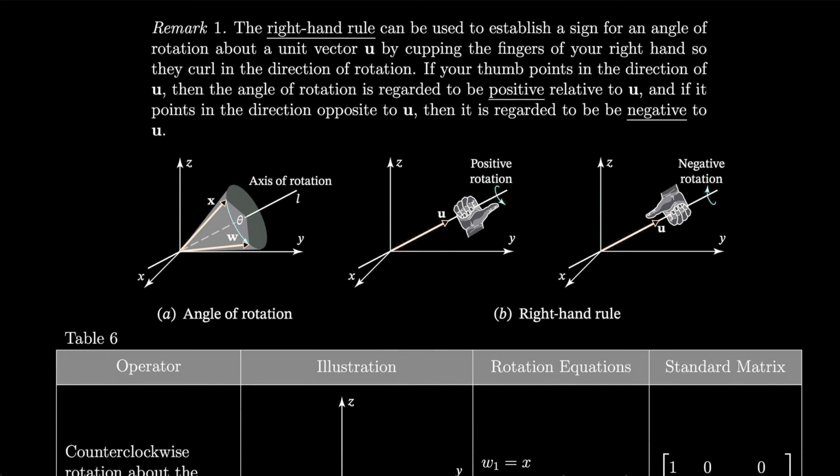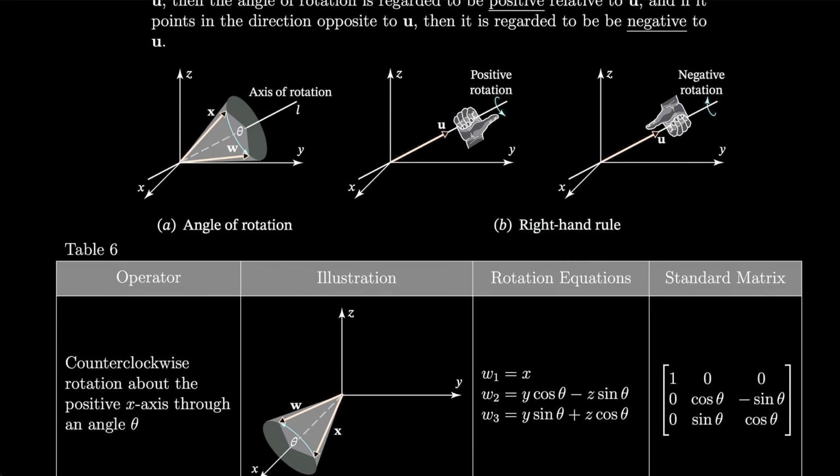The right-hand rule can be used to establish a sign for an angle of rotation about a unit vector u by cupping the fingers of your right hand so that they curl in the direction of rotation. If your thumb points in the direction of u, then the angle of rotation is regarded to be positive relative to u. If it points in the direction opposite to u, it is regarded to be negative.